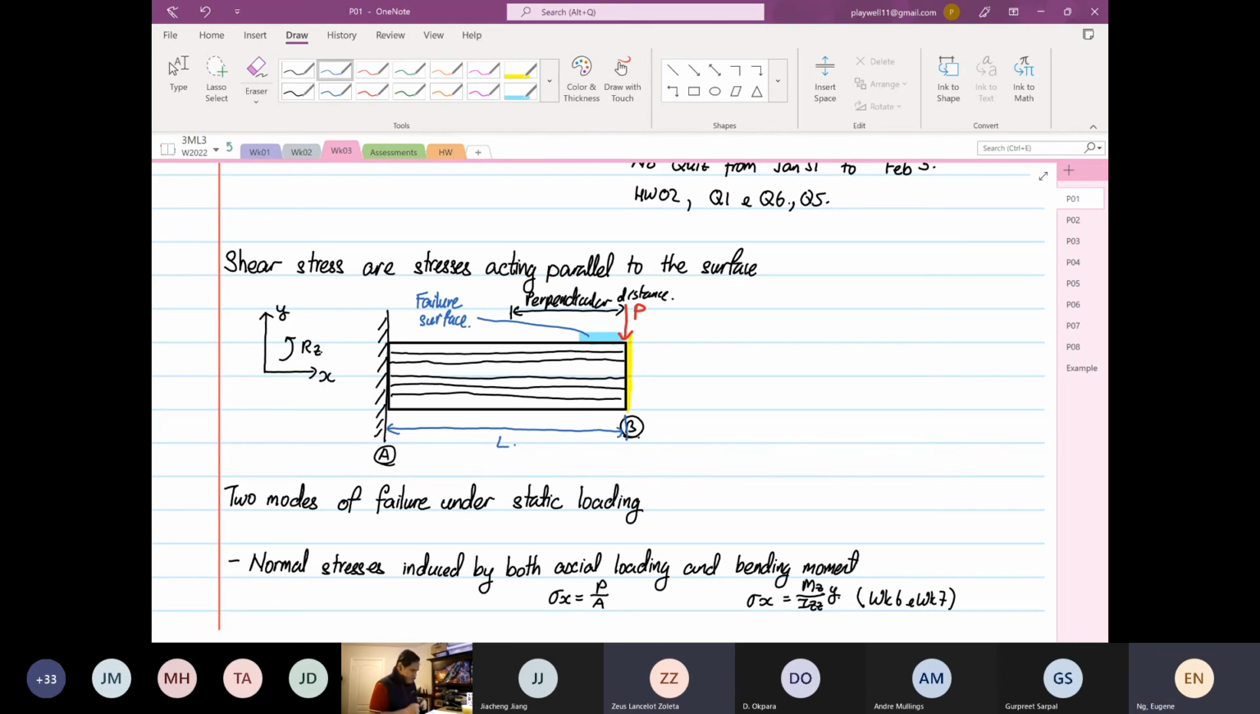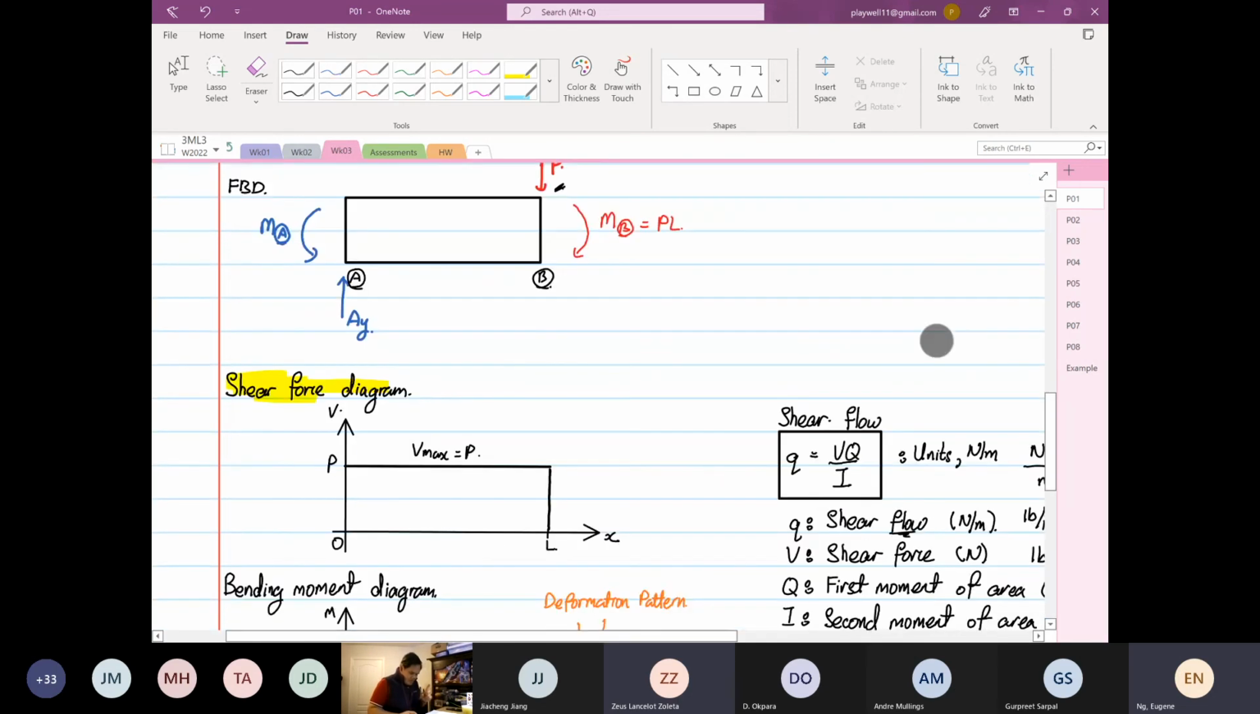The first thing I want to highlight is that the yellow surface is what we calculate or analyze. The failure surface is not that surface. It's the horizontal layer. Now let me elaborate. That's why in a lot of universities this topic is skipped. No, it's not that difficult.